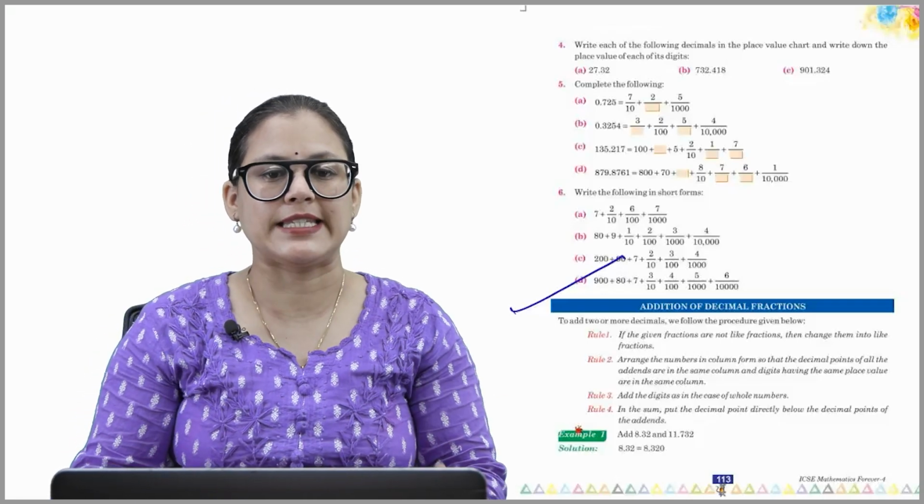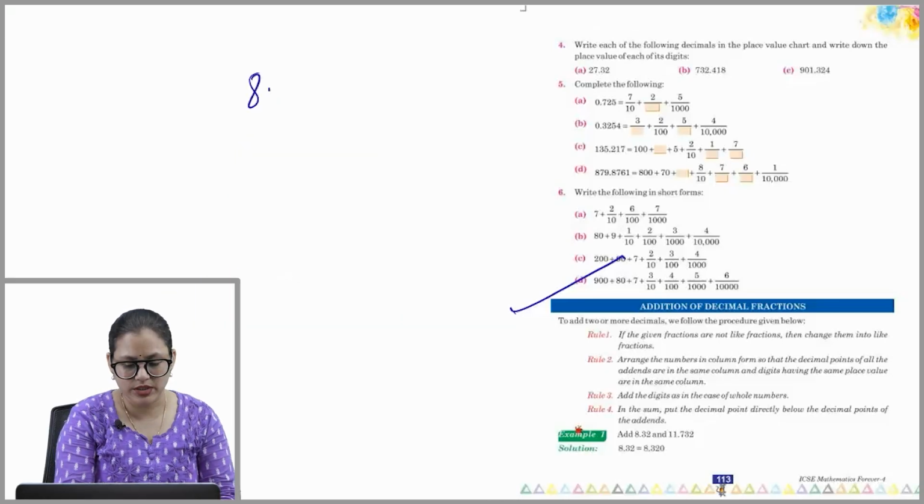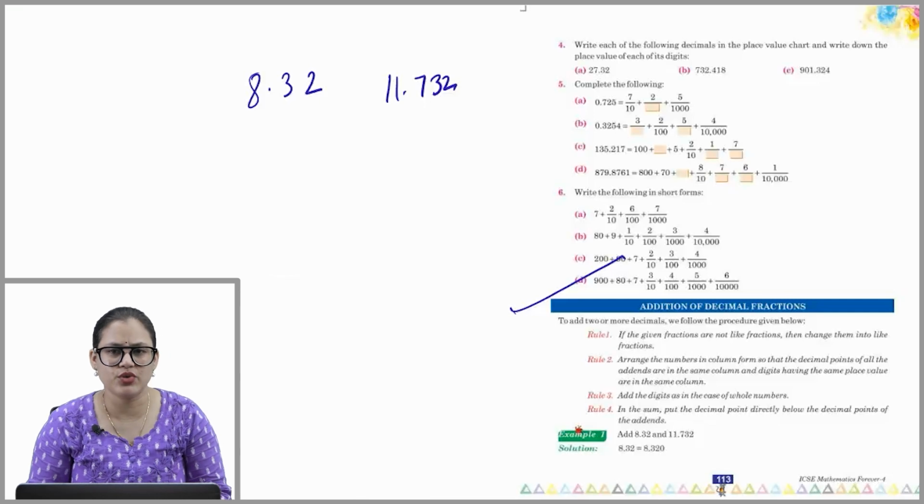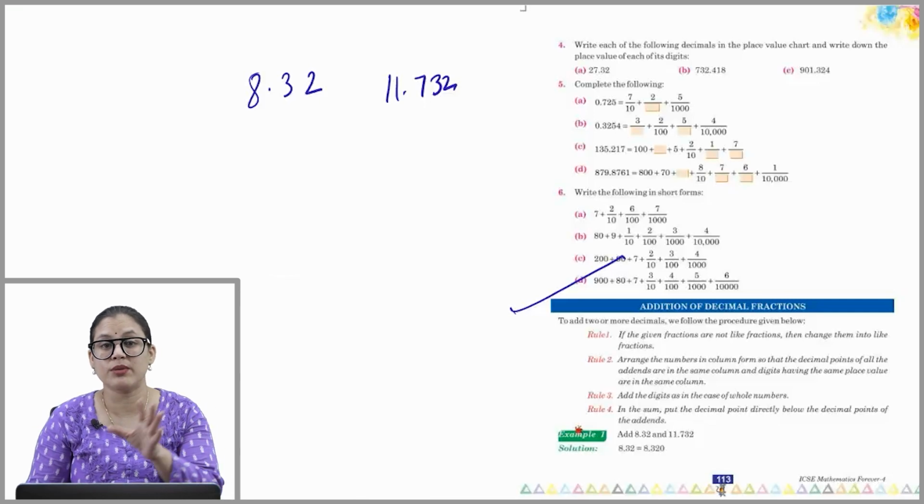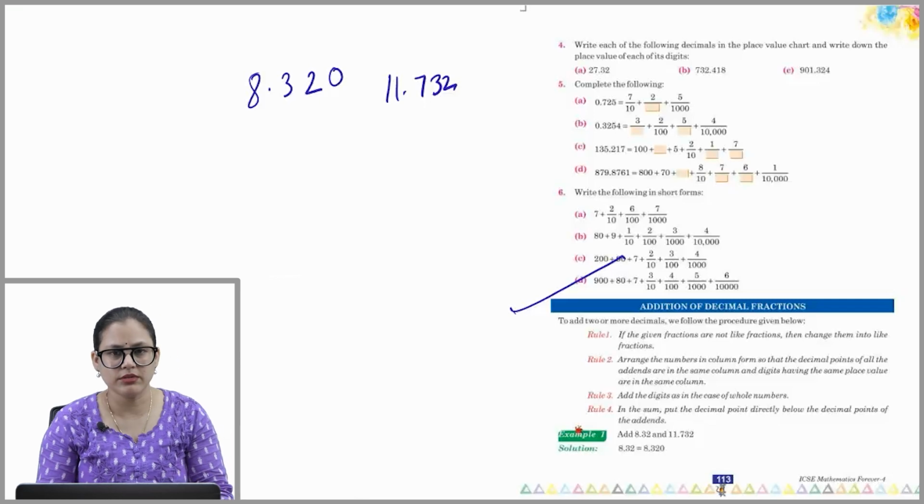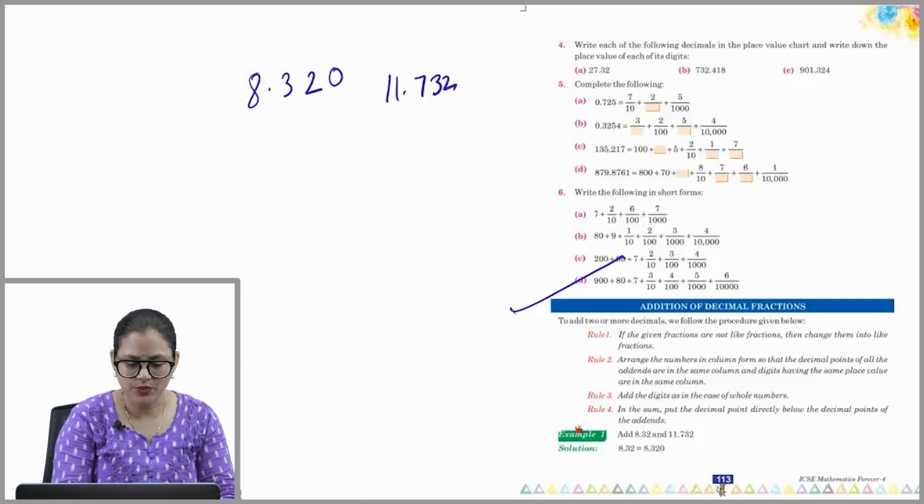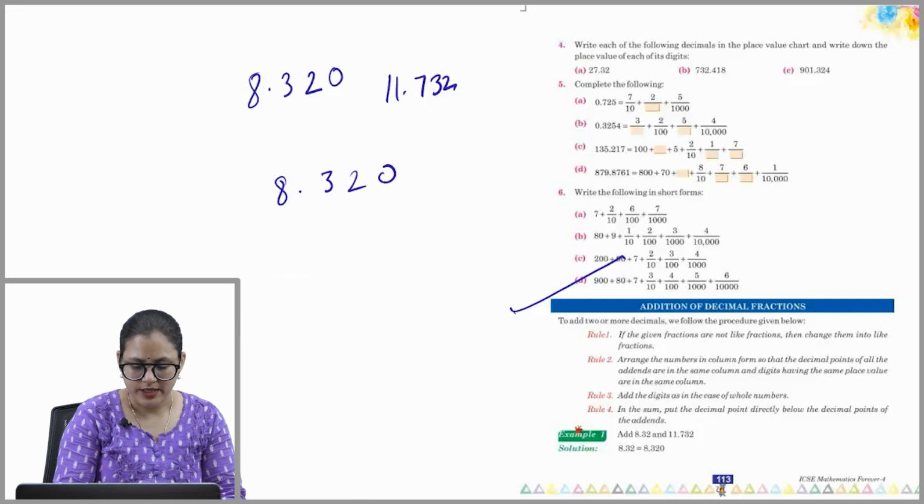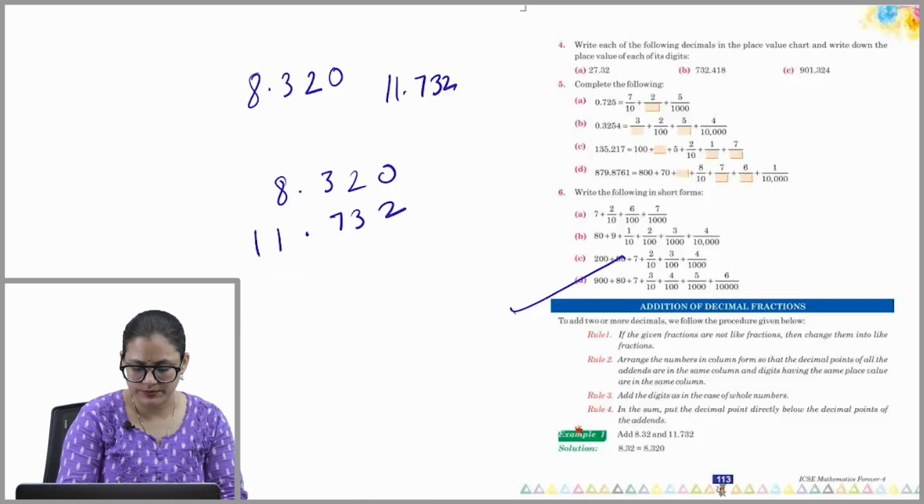Okay. So let's add 8.32 and 11.732. Okay. See, these are not like fractions. So first of all, what will we do? We will change them into like fractions. How? Just add 0 here. Now they have become like fractions. Now add 8.320 and 11.732. Okay.